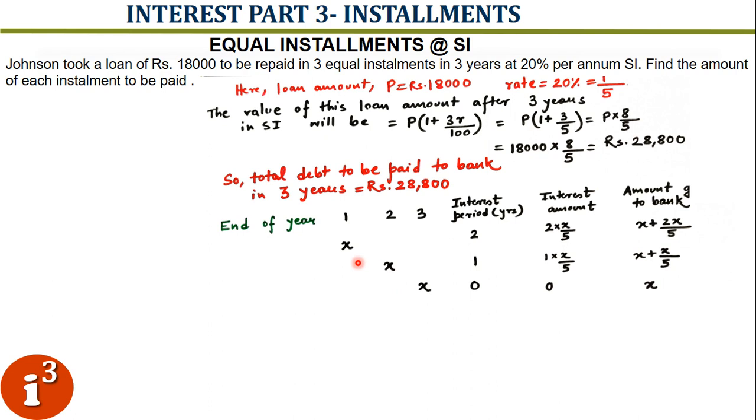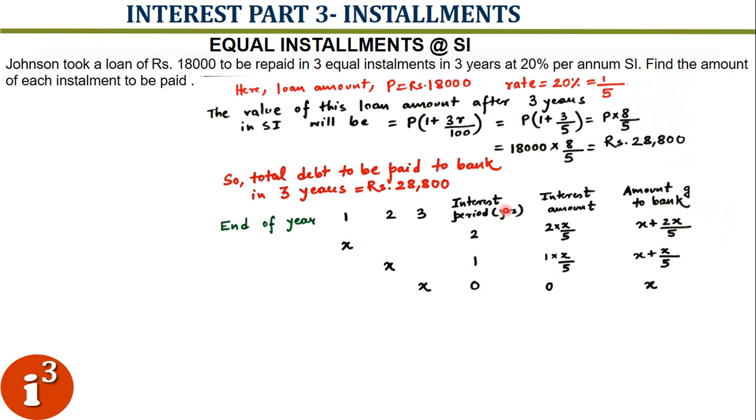Now, this x which you have paid in the first year will generate interest for how many years? For 2 years. So this x will generate interest for 2 years. This x which you have paid in the second year will generate interest for 1 year. This x which you have paid at the end of the third year will not generate any interest because there is no time period. It has not been kept for some time. So this interest period will be 0.